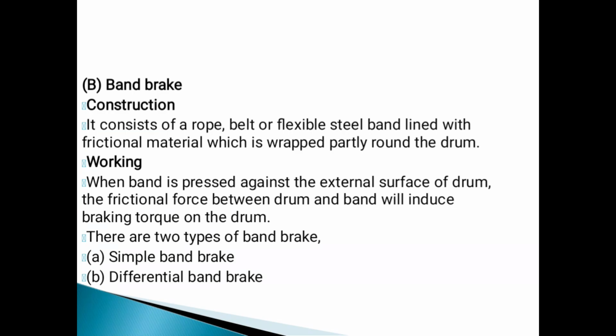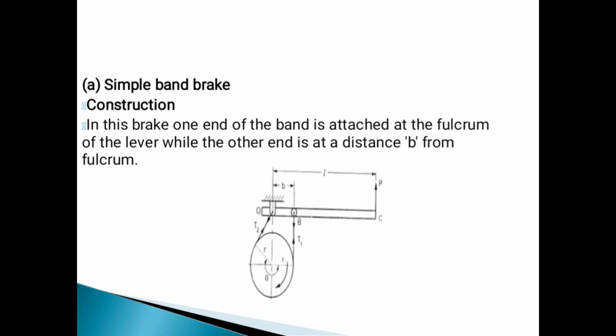Next one is the band brake. A band brake consists of a rope, belt or flexible steel band lined with frictional material, which is wrapped partly around the drum. There are two types of band brake: simple band brake and differential band brake. So this is a simple band brake.